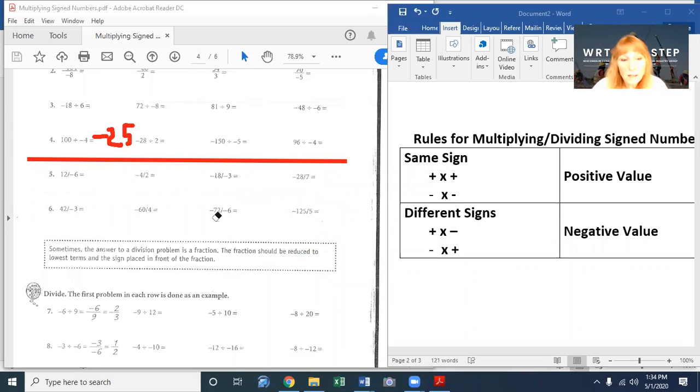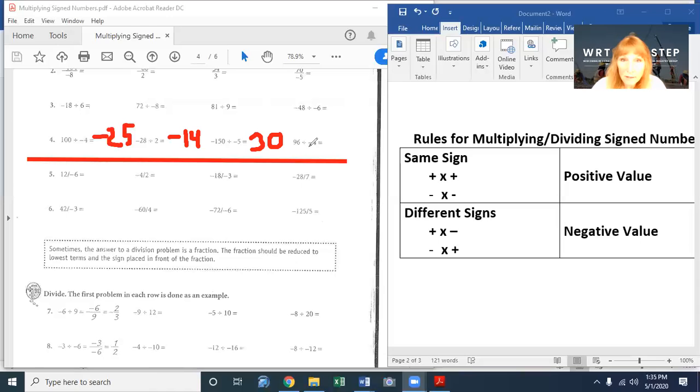Next one, -28 divided by +2. That would be a negative and a positive, different signs. The answer, yep, will be negative. And what will it be? What's half of 28? -14. Correct. Next one, -150 divided by -5. Same signs, positive value. So you should get positive 30, right? Yeah. And the last one, 96 divided by -4.